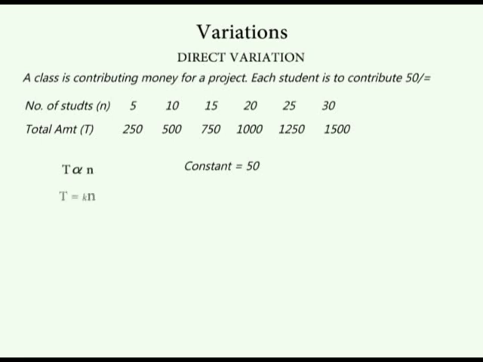t = kn, where k is the constant and is equal to 50. And so we shall have t = 50n. This is our formula for this case, and it shows the relationship between n and t. In any question on proportionality, the first thing is to find k. In this case, k would be found by dividing any value of t with the corresponding value of n.